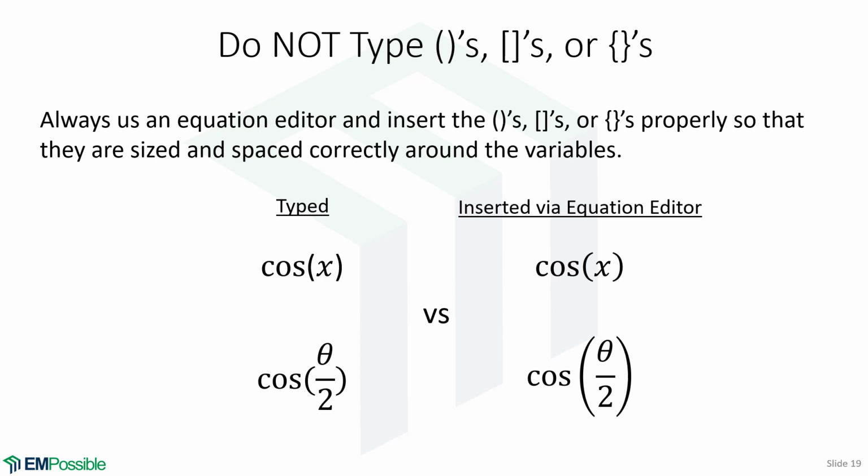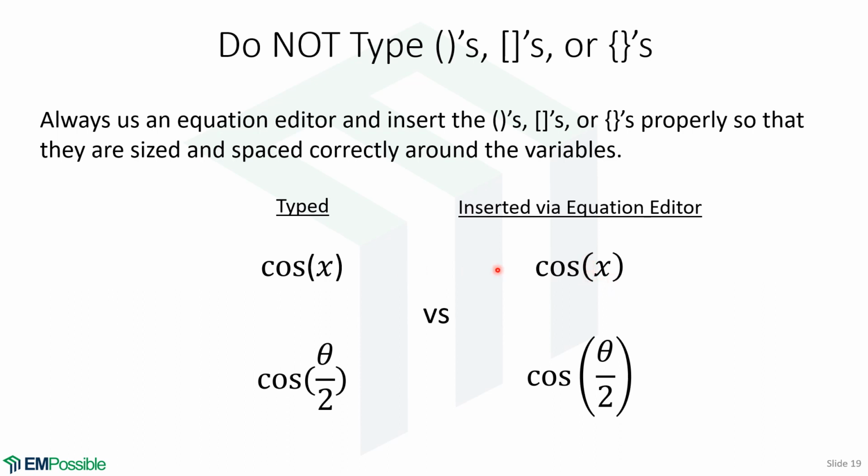Along the lines of using an equation editor, you should never, ever, ever type your parentheses or square brackets or curly braces. And there's a reason for that, because there's sizing and spacing that needs to happen here. So here I've just typed cosine x, even though I went back and did a nice italic x. So this looks correct, but look at the difference when we use an equation editor. There's a little bit more white space, and the parentheses are also bigger around the x.